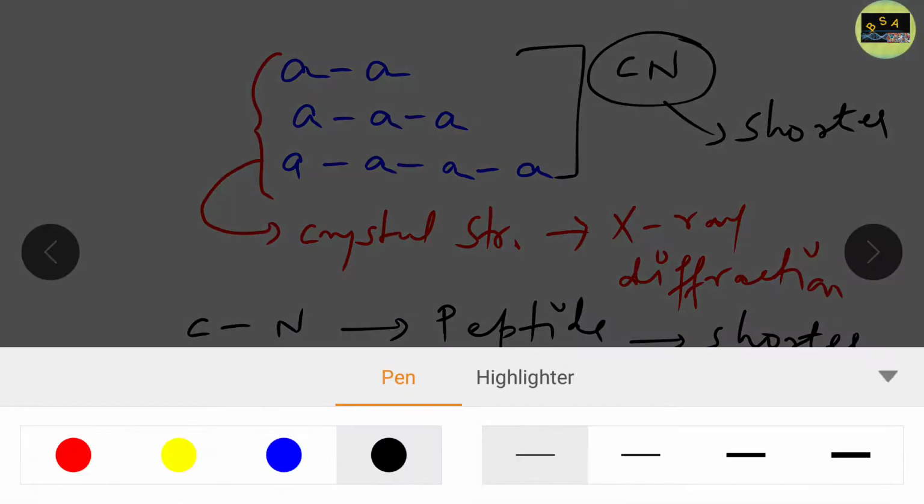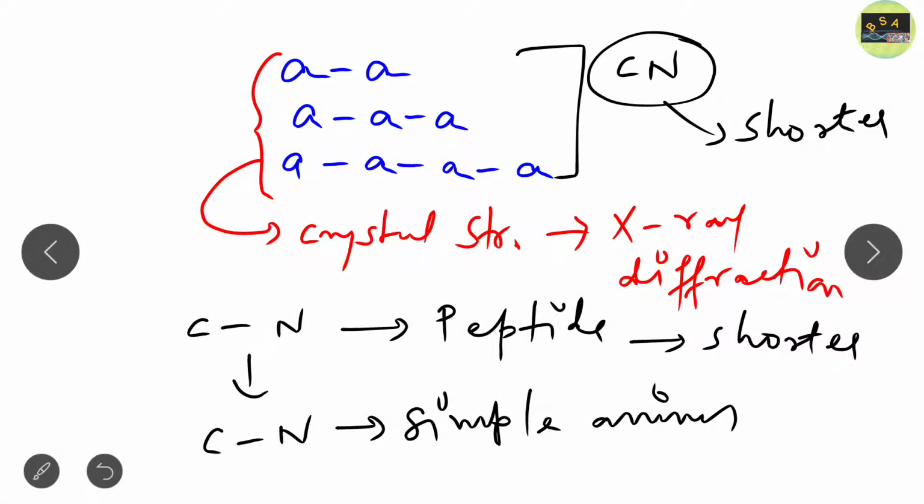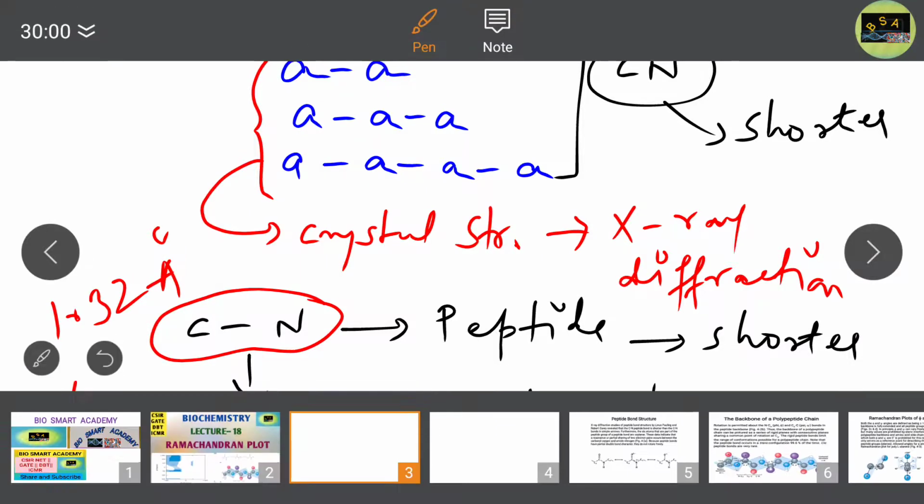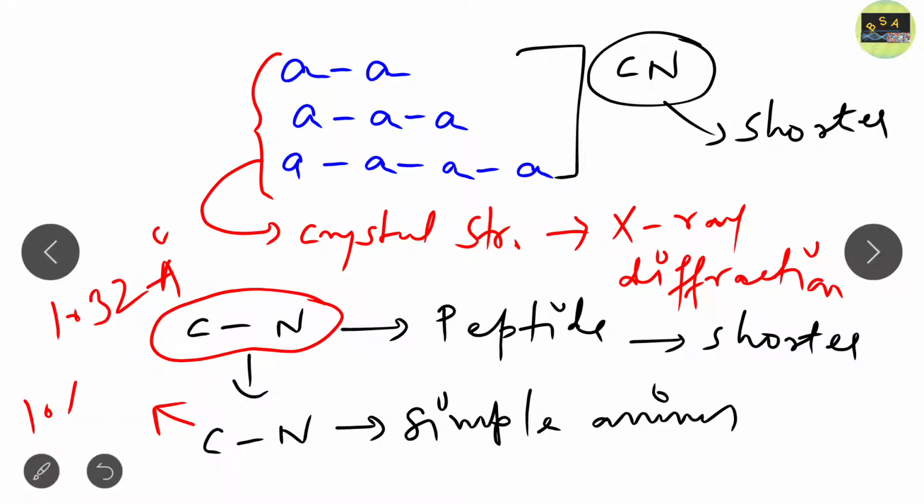So if I explain the length, the CN bond length of a peptide is about 1.32 angstrom, while the CN bond length in a simple amine is somewhere near 1.45 angstrom. So here you can easily see that the CN bond of the peptide is shorter as compared to the CN bond of simple amines. Okay, so they found this about the peptide bond.